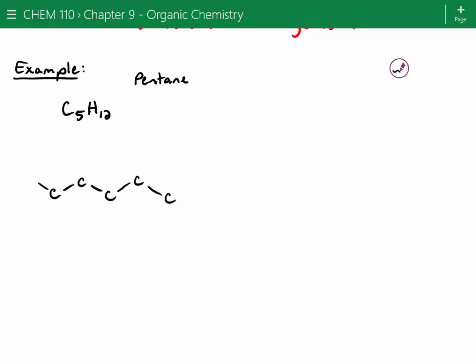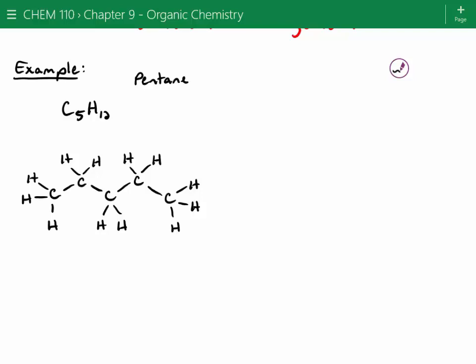Looks like a bat. And then we plug in all of these hydrogens, right? 1, 2, 3, 4, 5. So we've got 5 carbons, right? So I'm going to fill in all of those H's. So we've got 3, 6, 8, 10... I mean 12. Sorry, I'm second guessing myself. So this is one example of pentane.